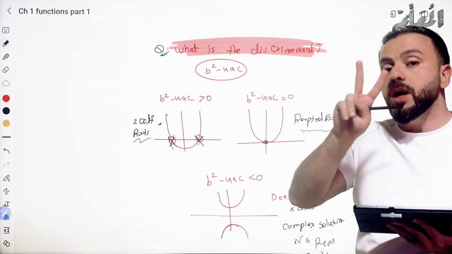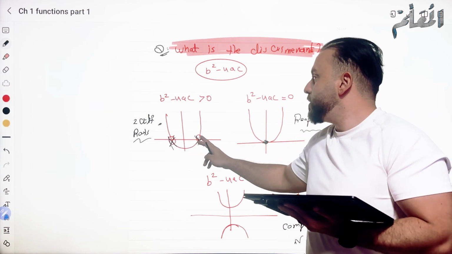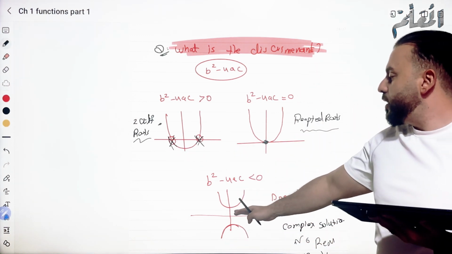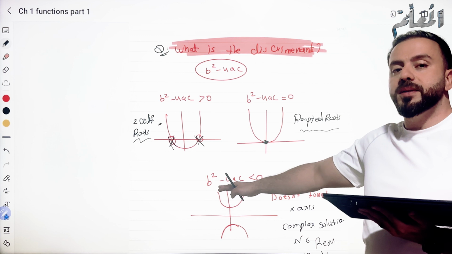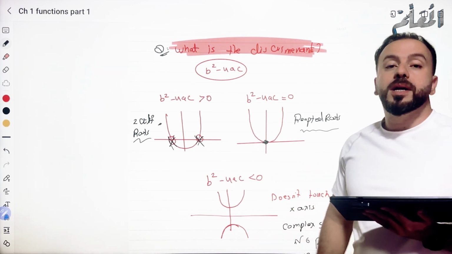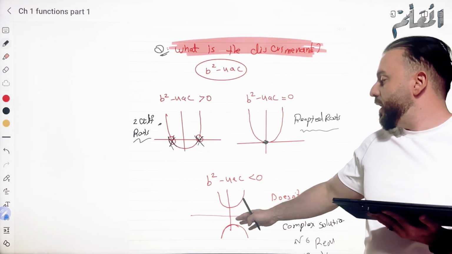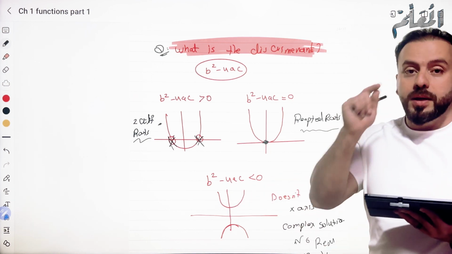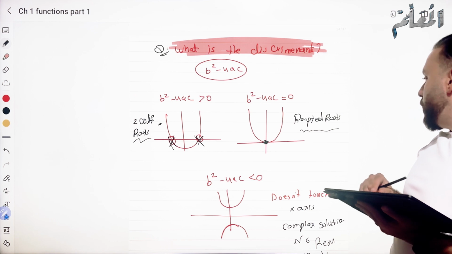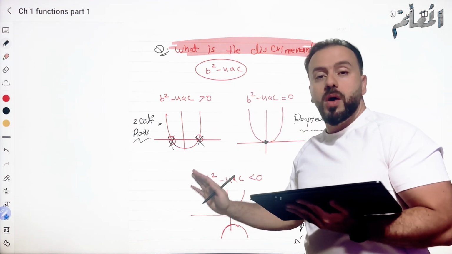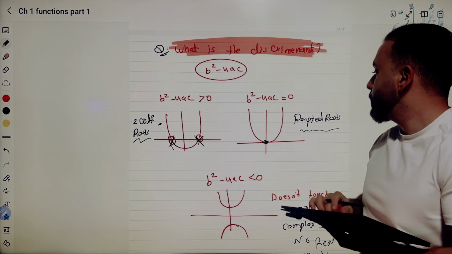So here I have two roots, the first one and the second one. But in the third case, if b squared minus 4ac is less than 0, it becomes complex numbers, so no real distinct roots. In this case, the parabola doesn't touch the x-axis. And here we go, the end of the discriminant.